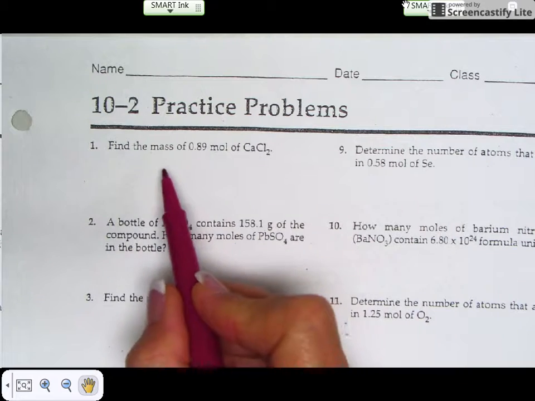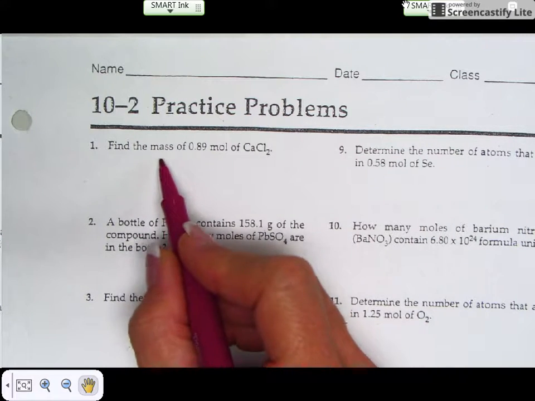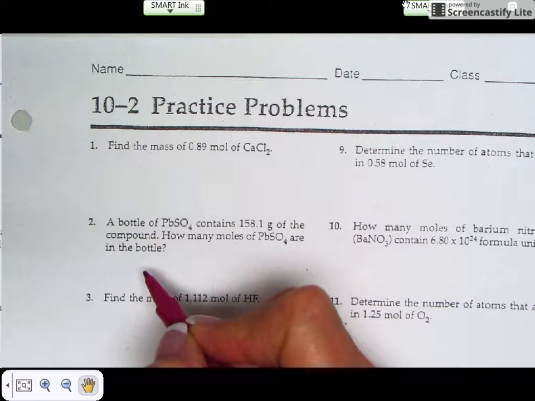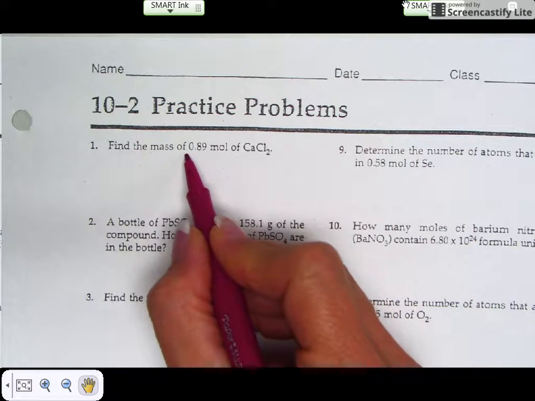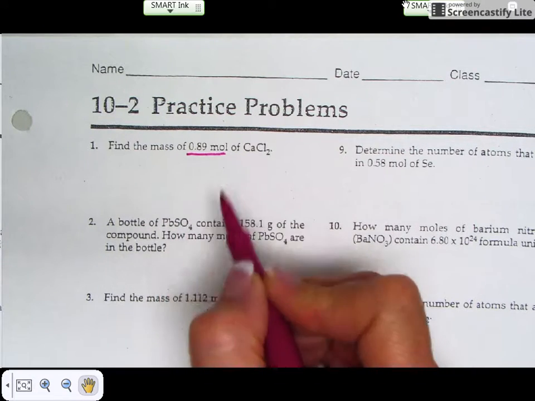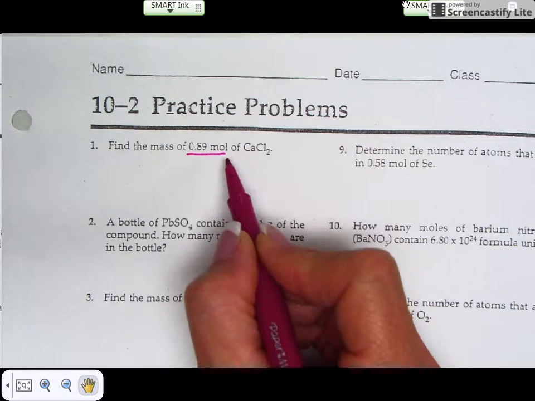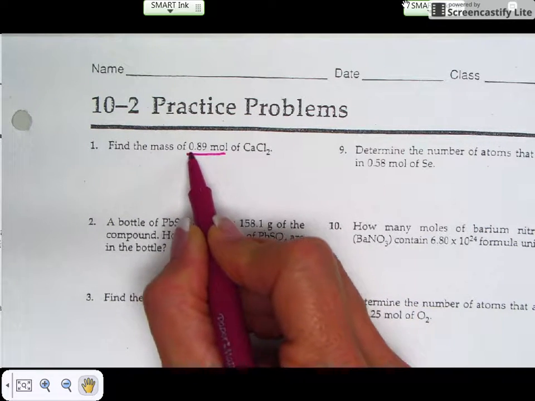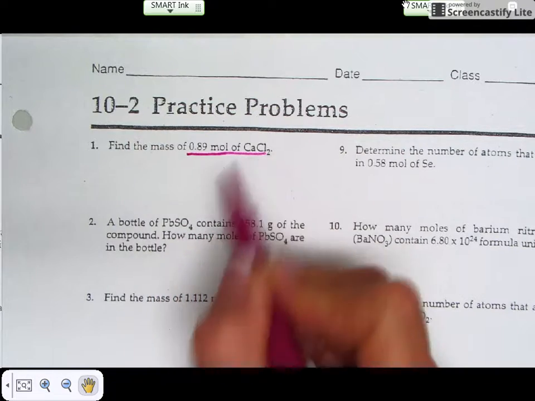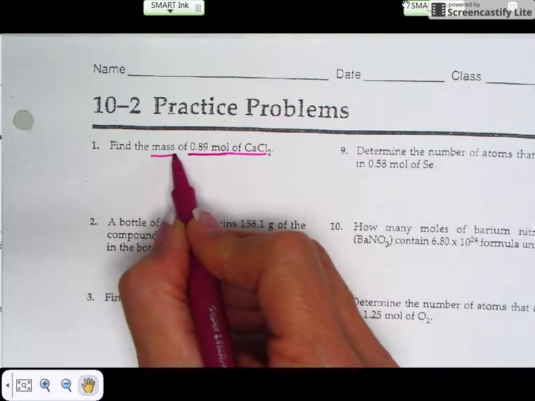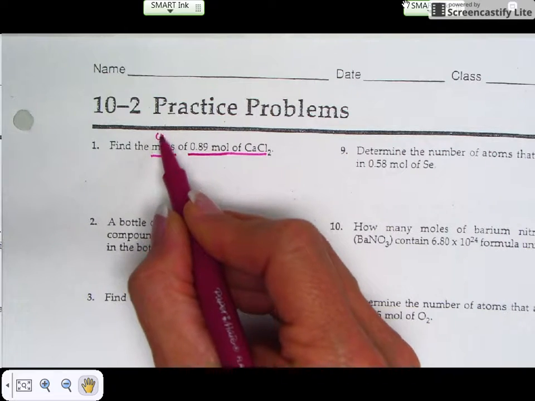Okay, so in number 1, it says find the mass of 0.89 moles of calcium chloride. One strategy that I strongly encourage each of my students to use is to highlight or underline your knowns and your unknowns. So it says 0.89 moles of calcium chloride. That's definitely important. And then it wants us to find the mass, and we know mass is grams.